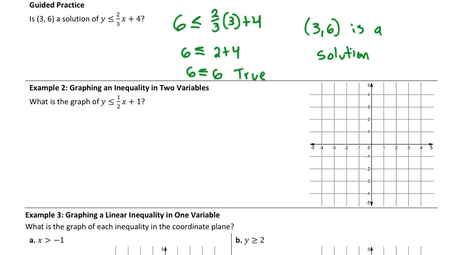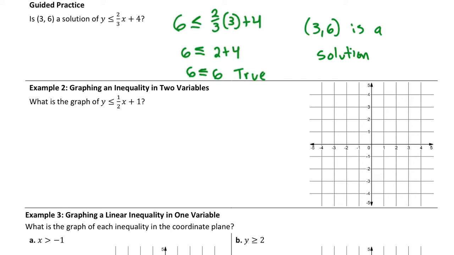Okay, so in this case, 3, 6 is a solution because when I substitute 6 for y and 3 for x, I get 6 is less than or equal to 6. So that is true. That inequality is true for the point 3, 6. So 3, 6 is a solution.